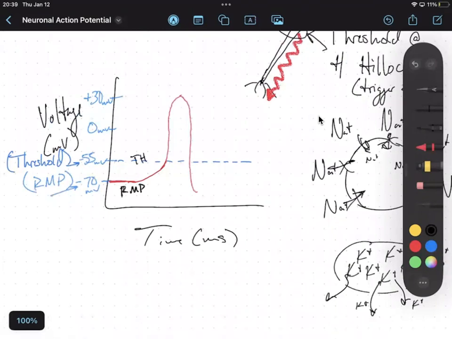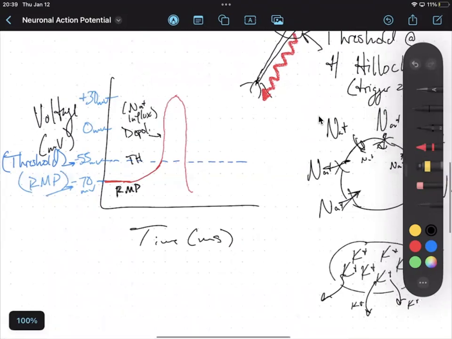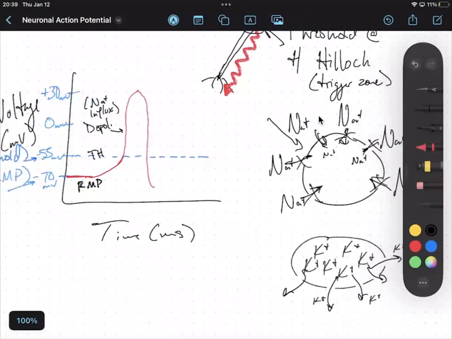This phase here, this is our depolarization phase, right? We're depolarizing. We are moving closer and closer to zero, and we're becoming more and more positive, okay? This phase here, and remember, this has to do with sodium. This has to do with sodium influx, okay? Sodium influx to the cell, like we wrote right here, right? This was sodium rushing into the cell very, very rapidly.